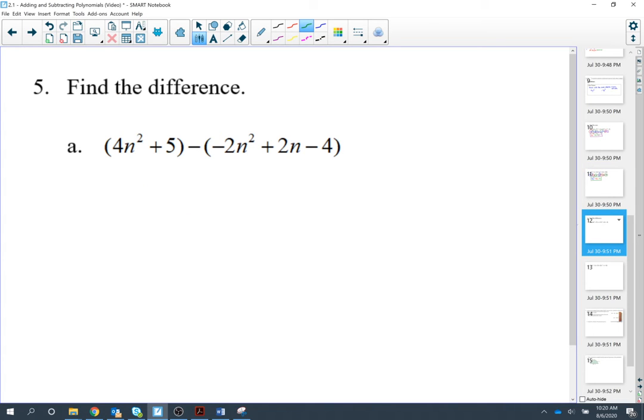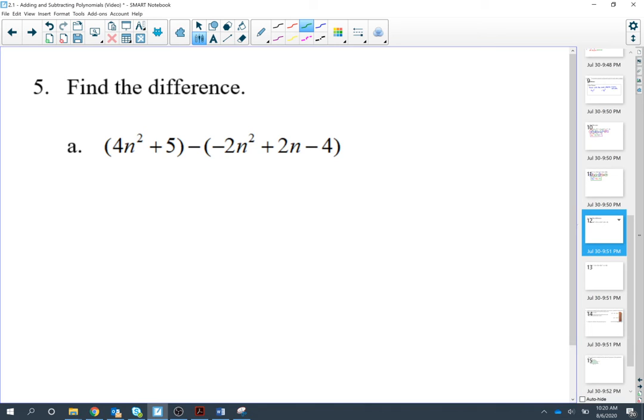Find the difference. Difference, if you forgot, means subtraction. We're going to start the same way. Now, I've been asking you, do the parentheses matter? And so far with addition, the answer was no. So we just got rid of them. What about with subtraction? Do those parentheses matter? And the answer here is yeah, they actually do.